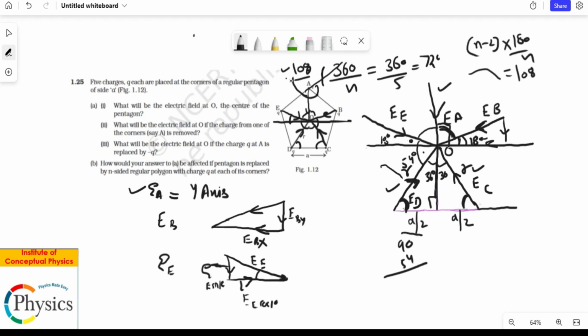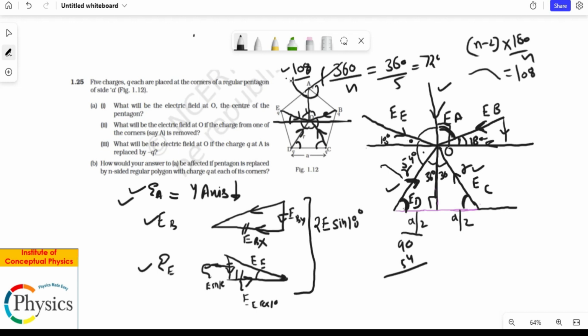Do you notice that for EB and EE, the horizontal components cancel each other and only the vertical, the sine of 18 degrees, remain? So due to these two, it's an upward electric field which is 2 times E sine of 18 degrees, right? And we know EA is downward, and we can write the magnitude straight away by calculating the perpendicular distance, right?